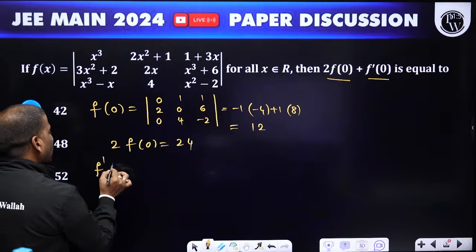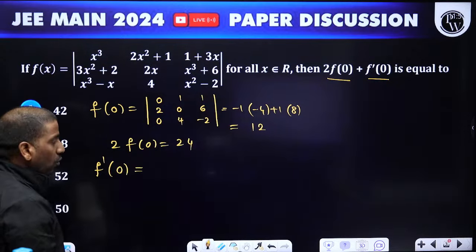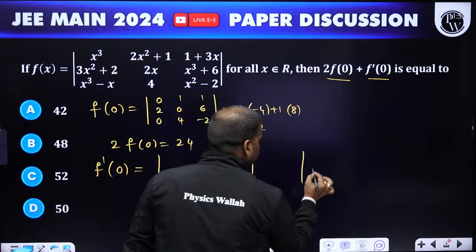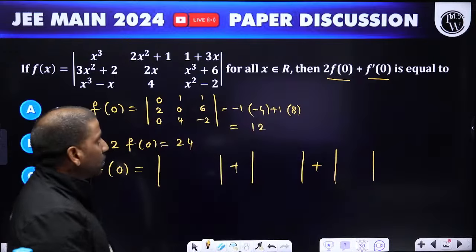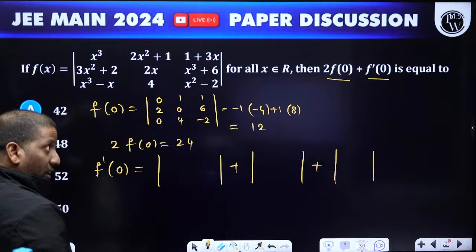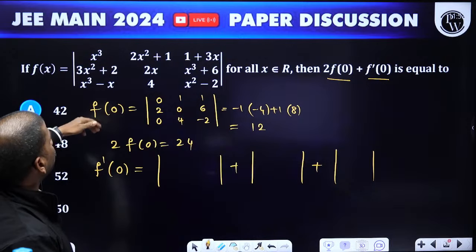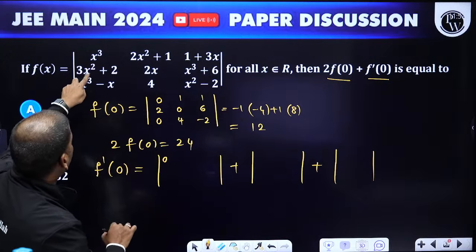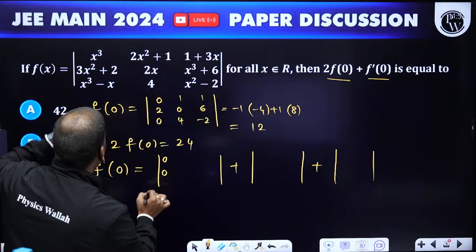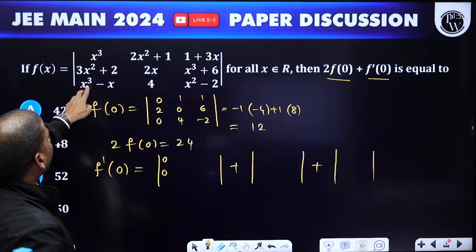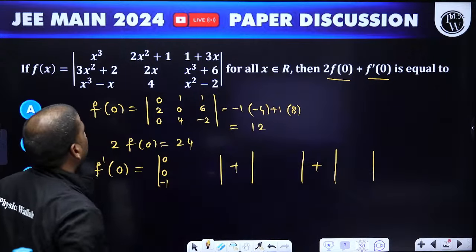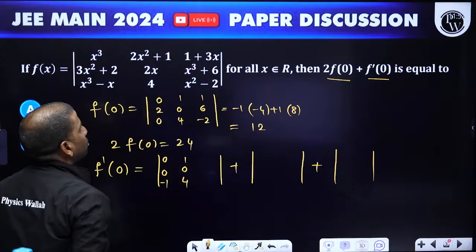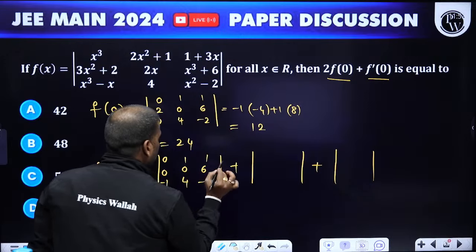Now, coming to f dash of 0. You observe f dash of 0, we will have 3 determinants, right? The first determinant after differentiating, we will put x is equal to 0. If you differentiate here, 3x square, we are putting 0, it will be 0. This is also 0 because it's 6x and this is also 0, right? So, this is 3x square, that is 0, but minus 1 will be there. So, the second is as it is, 1, 0, 4, no change in it. And 1, 6, minus 2, there is no change.